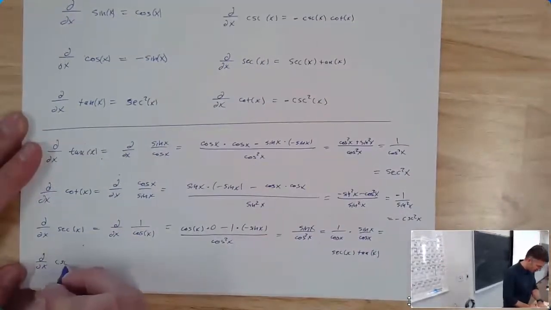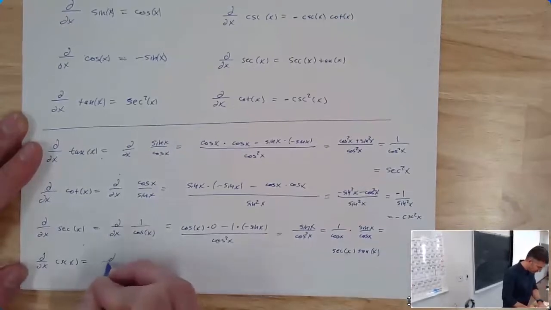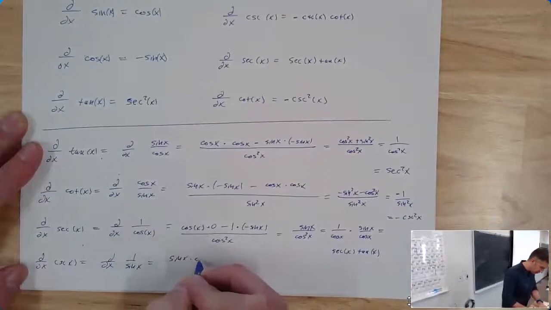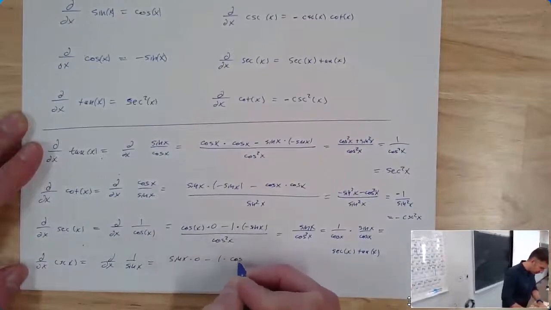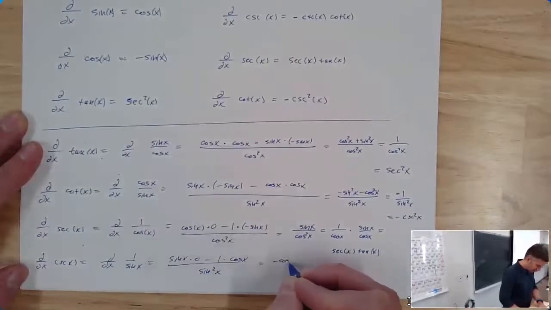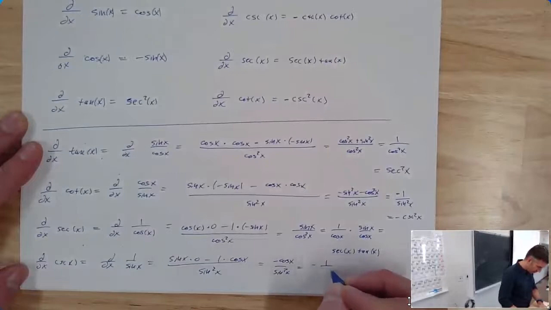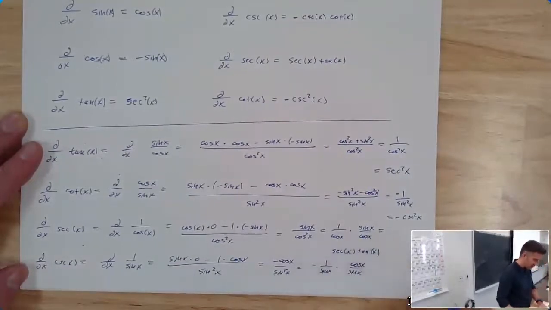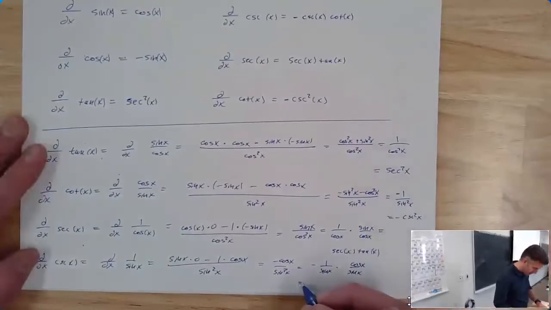You could also find the derivative of cosecant the long way. Derivative of cosecant of x is indeed the derivative of 1 over sine, which is bottom times derivative of top, minus top times the derivative of bottom, all over the bottom squared, which ends up being negative cosine x over sine squared x, which we can write as negative 1 over sine x times cosine x over sine x, which is indeed negative cosecant of x times cotangent of x.